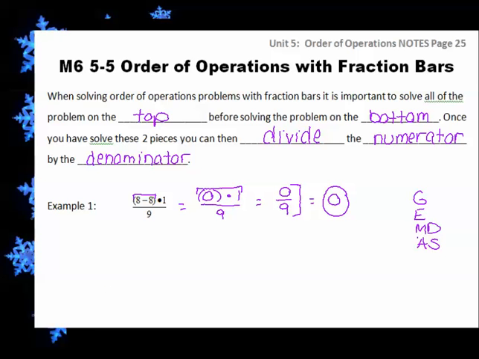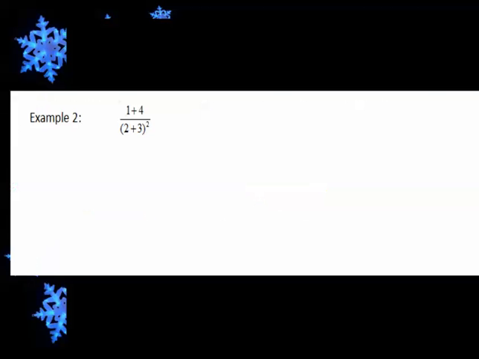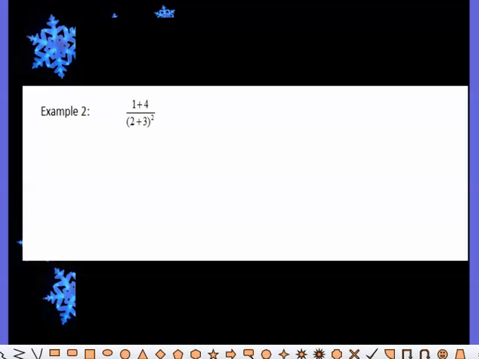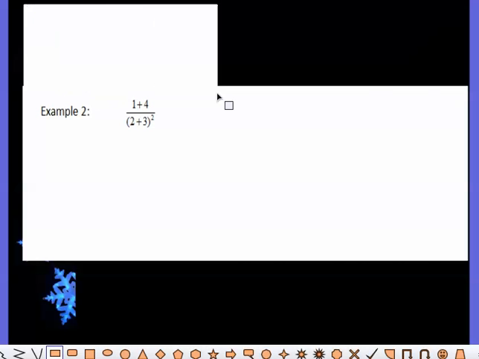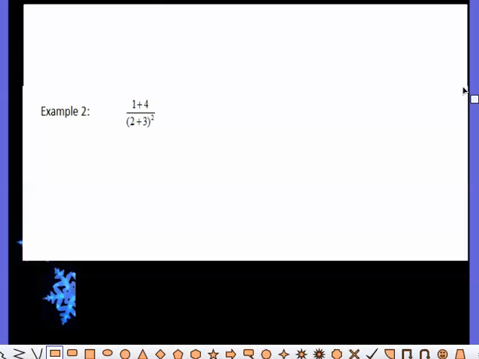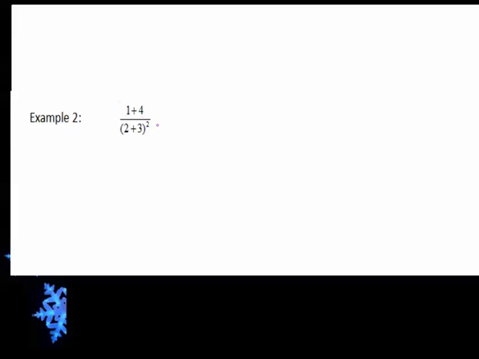If we look at number 2 now, the second example, I'm going to show you another method for solving these problems. So if we look at this example, I'm going to work it a little bit different. This is another method you can use to solve these problems. So I'm going to start with the top first. 1 plus 4. Well, 1 plus 4 is 5. I'm going to write it above. Now that I've solved everything on the top, I'm going to go to the bottom.